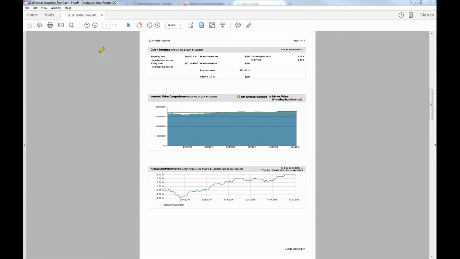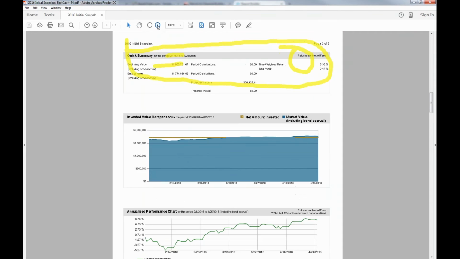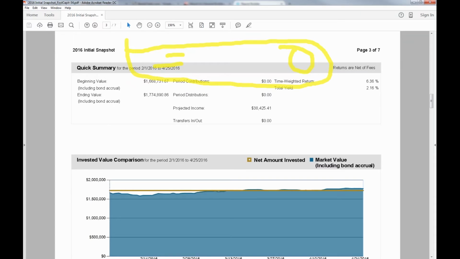Moving on to the next page, you'll see a quick summary for those of you who want the bottom line. This is how did I do? This tells you specifically where you started at the beginning of the period, where you ended up, and gives you a time-weighted return. And let me just blow this up for you so you can see a little bit more detail of what you're looking at here. That might help. So when you get into the actual returns themselves, you can see the ins and outs, the projected income, and then the rate of return.